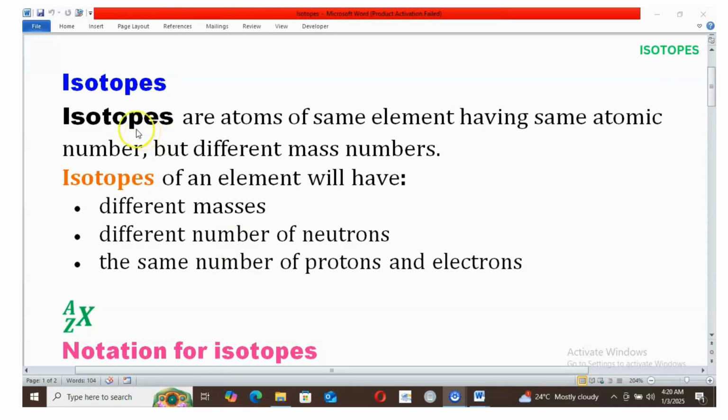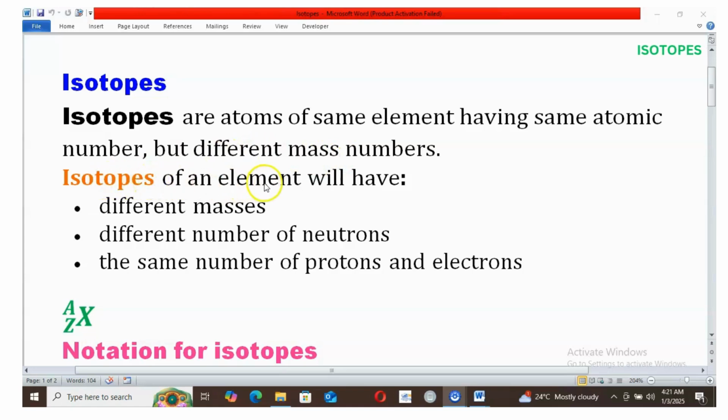Our topic is isotopes. Isotopes are atoms of the same elements having the same atomic number but different mass numbers. Here we know that elements are made of atoms of the same kind. For example, the element sodium is made of atoms of sodium, which have the same atomic number.